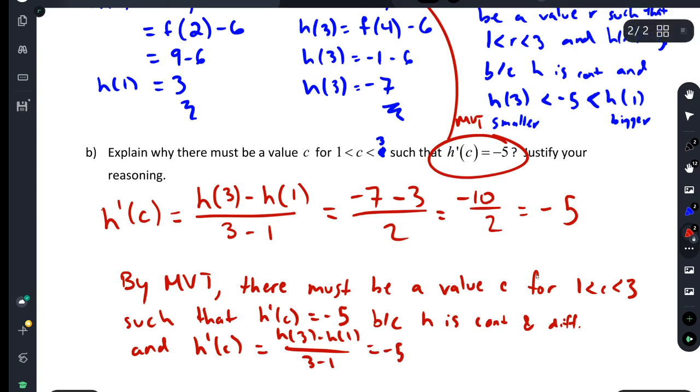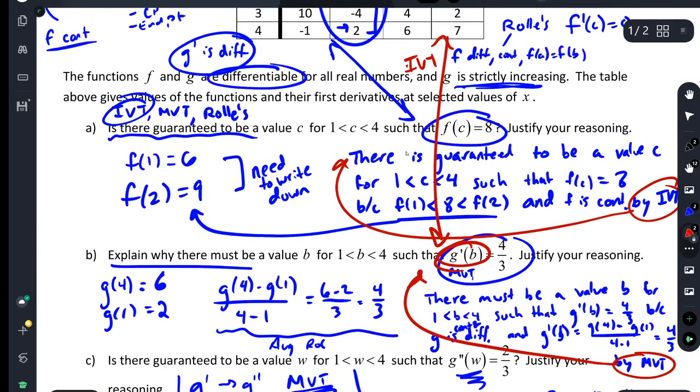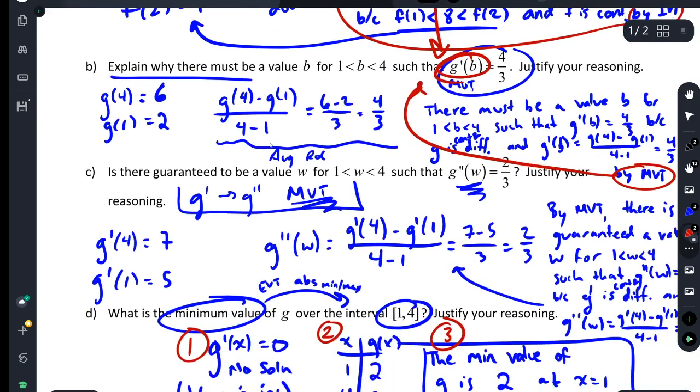So to recap, when I get an IVT question, what I need to write down is I need to rewrite their wording, and then I need to say that f was continuous, and then I need to write this less than thing. The smaller number, less than what I want, less than the bigger number. And somewhere off on the side, I define those two endpoints. If I'm doing something with MVT, anything with MVT, I need to write out this average rate of change formula and set it equal to whatever I get, which should match up with what they wanted.